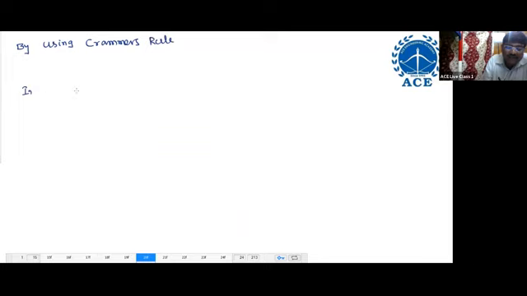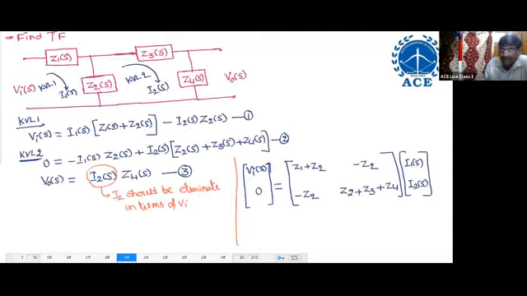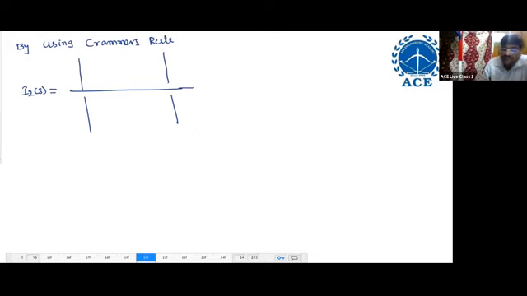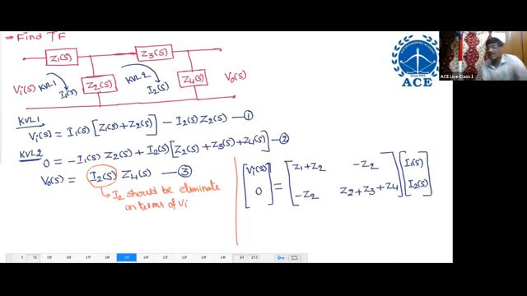I2 of S equal to numerator over denominator. The denominator is simply the determinant of this matrix. What is the determinant? Here Z1 plus Z2, here minus Z2, here minus Z2, here Z2 plus Z3 plus Z4. That is the determinant of the matrix. Now the numerator.